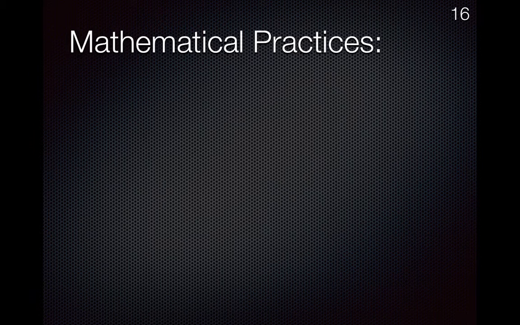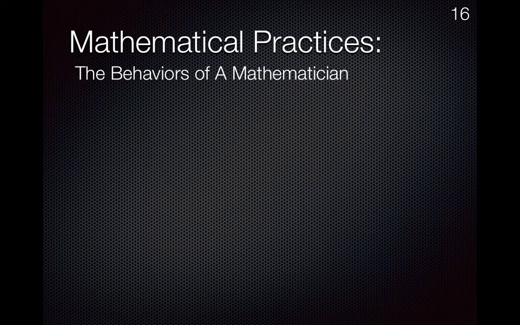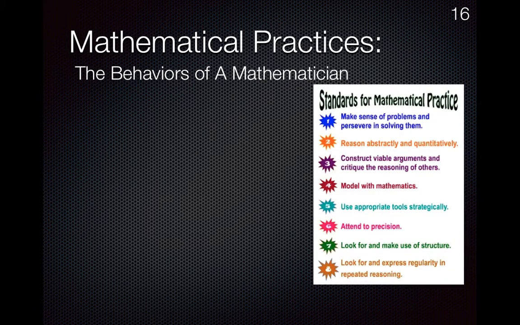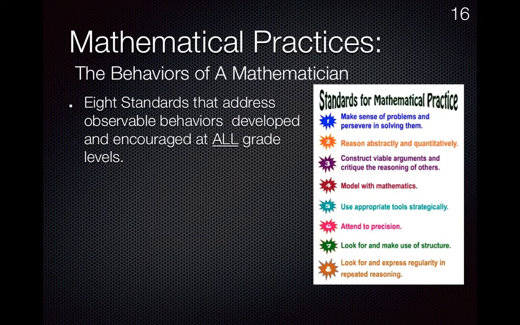So another part of the Common Core that doesn't get too much attention are what's called the mathematical practices. And these are very, very important for you to know and understand. What are mathematical practices? They are the behaviors of a mathematician. There are 8 standards for mathematical practice. These are standards that are written. They are your Common Core standards. However, these are 8 standards that are the same at each grade level.